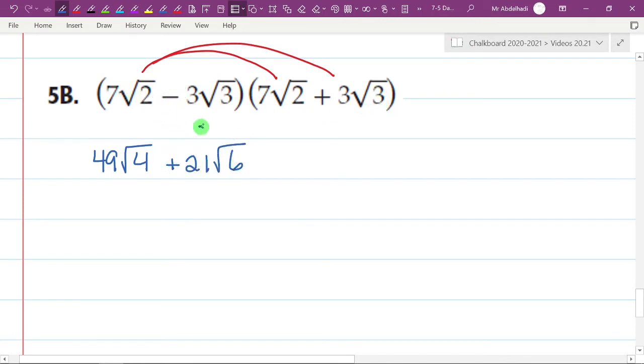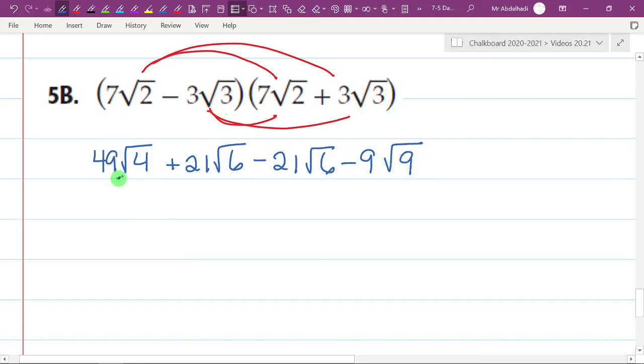Okay, we're done with the 7. Now let's distribute the negative 3 radical 3 to both of these. Negative 3 radical 3 times 7 radical 2. Negative 3 times 7 is negative 21. Radical 3 times radical 2 is radical 6. This times this now. Negative 3 times positive 3 is negative 9, and radical 3 times radical 3 is radical 9. Now this doesn't look that simple, but take a closer look.